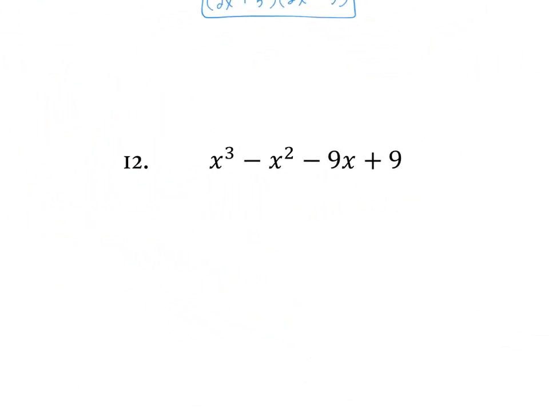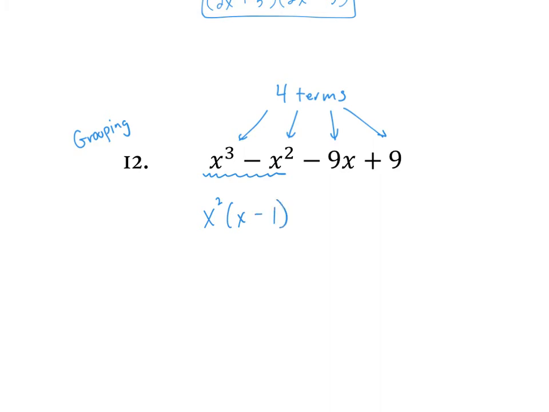Okay, next one is definitely factor by grouping. The reason why is because there's 4 terms. With factor by grouping, you focus on the first 2 terms and pull out the GCF. The GCF between those is x squared, and you pull it out, and you're left with x minus 1.